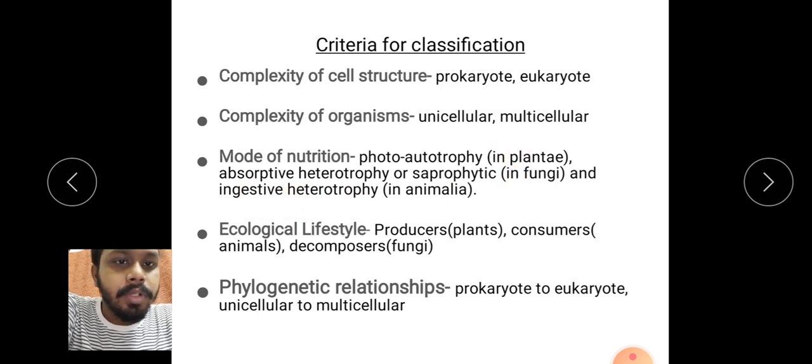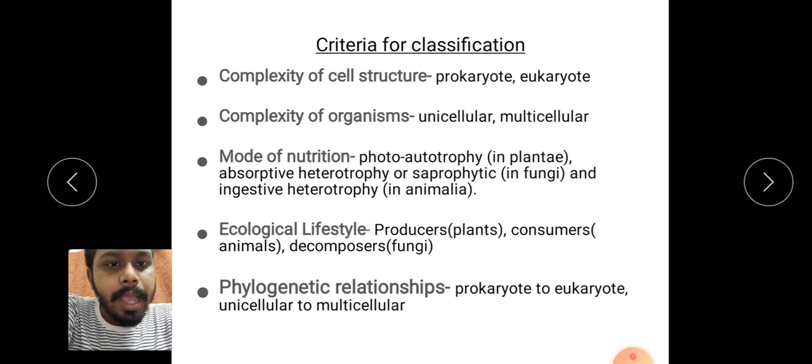Now the next criteria is ecological lifestyle. Depending on the ecological lifestyle, the organisms are classified into three groups. That is the producer, which are plants. All the plants are producers. They make their own food. That means they are autotrophs, able to perform photosynthesis. Next is the consumer. All the animals are consumers in their ecological lifestyle. And decomposers: all the decomposers are fungi, who decompose chemical compounds to take their energy.